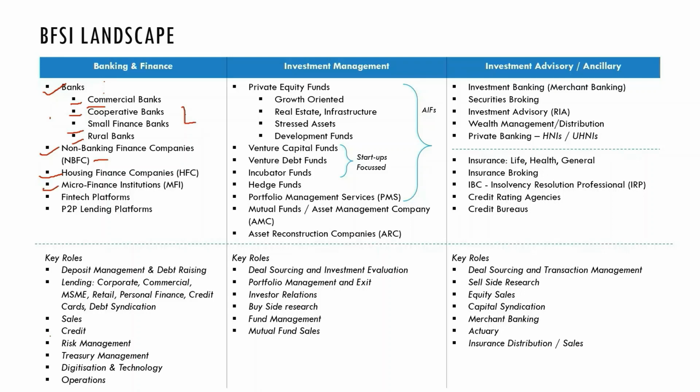Next is microfinance institutions. As the name suggests, these are into micro lending, and the ticket sizes for these loans could be as low as 20,000, 25,000. The concept of microfinance started with group lending called SHG, self-help groups, and thereafter JLGs, the joint lending groups, wherein loans were given to a small group of people with similar kinds of business interests.